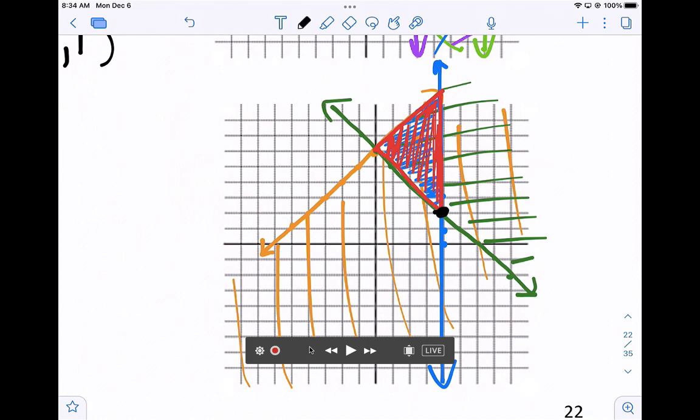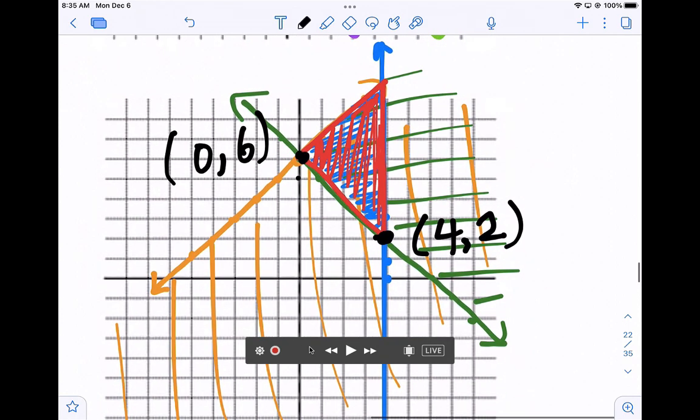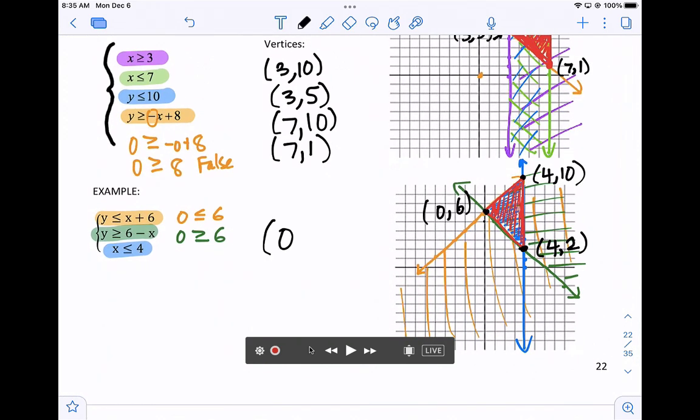So our first one is 1, 2, 3, 4 up 2, so 4, 2. Our second one is 0 over 0 but up 1, 2, 3, 4, 5, 6. So over 0 up 6. And the third point is over 4 but up 1, 2, 3, 4, 5, 6, 7, 8, 9, 10, up 10. So over 4 up 10. So those are the vertices or the corner points.